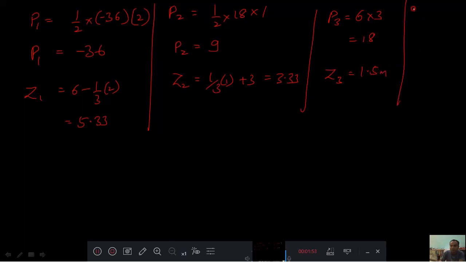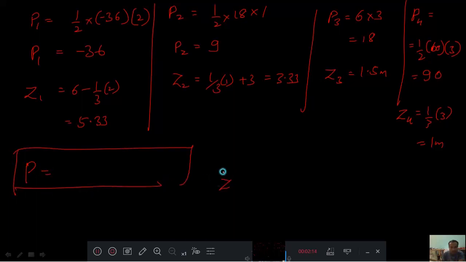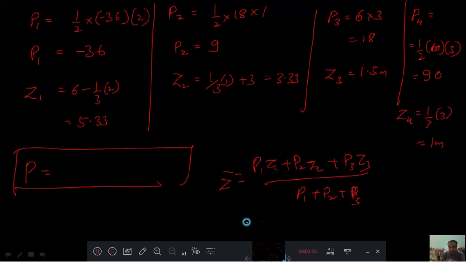Then P4 will be equal to the triangle, half into 60 into 3. Okay, so 60, 30, 90. Then you get P4. Then z4 will be equal to one third of 3, 1 meter. Then you calculate P, that is the sum of all P's, and z bar equals P1 z1 plus P2 z2 plus P3 z3 divided by P1 plus P2 plus P3. Okay, that is your answer.